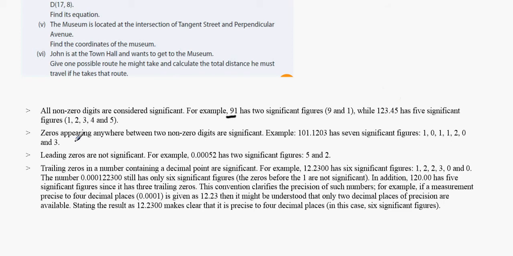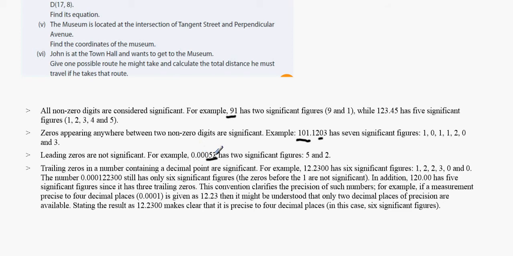Zeros appearing anywhere between 2 non-zero digits are significant. For example, in 101, the 0 counts as a significant number, and in 0.203, this 0 also is a significant number, so this one has 7 significant figures. Leading zeros are not significant. For example, if we had 0.00052, it only counts as 2 significant figures because the zeros are leading.